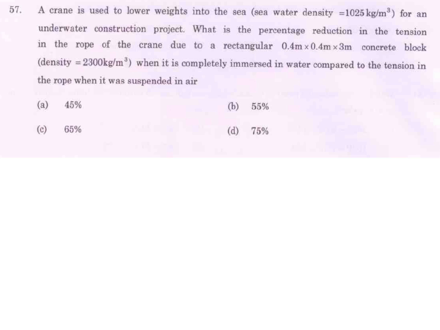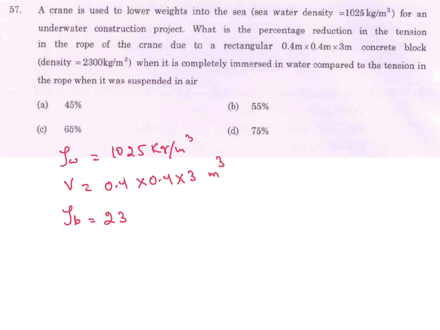First, that weight is immersed in water, then suspended in air. We have to compare the tensions in both cases. So data given are: rho of water is 1025 kg per meter cube. Volume is 0.4 into 0.4 into 3 meter cube. Concrete block, density of block is 2300 kg per meter cube.